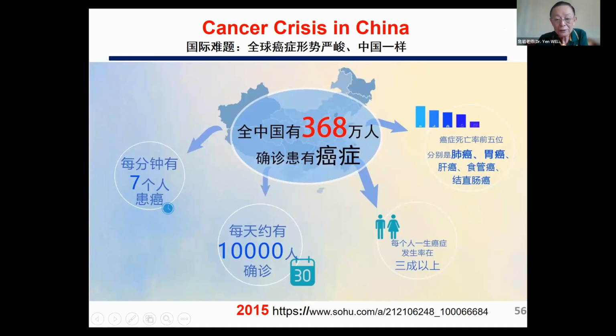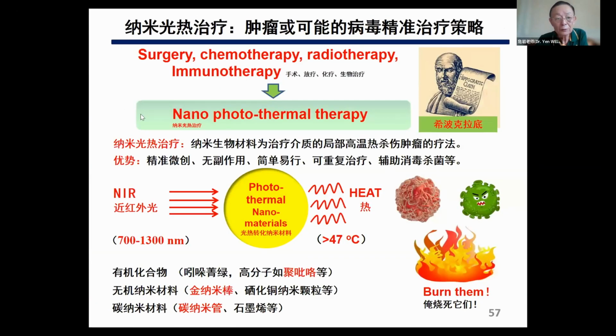The cancer crisis in China and in the world, right? The tumor, how to kill the tumor, everybody knows. Surgery to cut them out. The chemotherapy very painful. Radiotherapy very painful. Now, recently, immunotherapy, based on genetic methods or other methods. Okay, but they all have very poor performance.